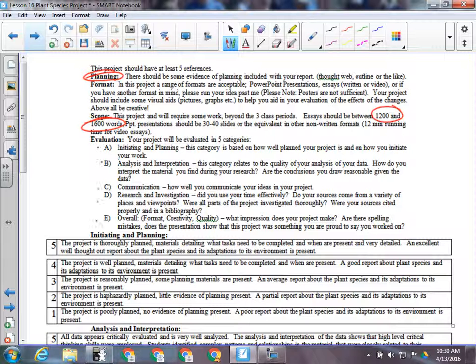Same categories as last time for evaluation. 5 marks for initiating and planning: timeline, thought web or outline, okay? Analysis and interpretation: is what you told me factual, valid, interesting? Communication has to do with whether it is one long 1,200-word sentence with no paragraph breaks or whatever. If it's hard for me to understand what you're writing, that's going to be a stumbling block to communication, right? Research and investigation, that's your bibliography. Make sure that it's in the right format, all of that kind of stuff.